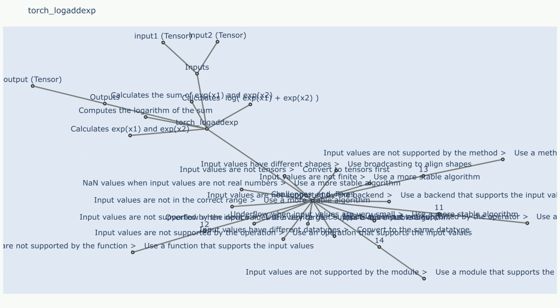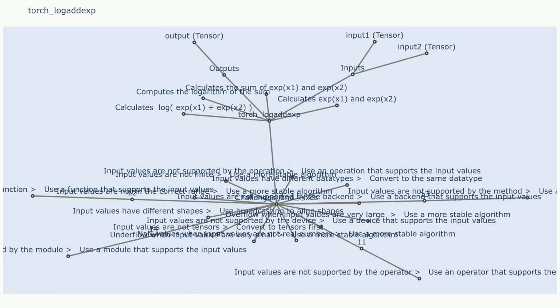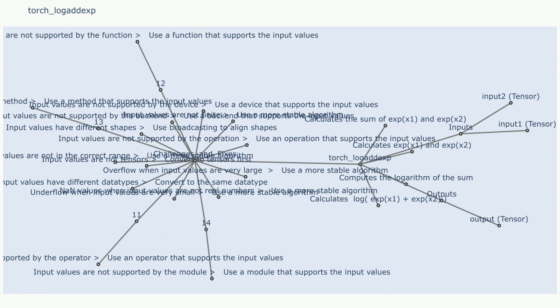Challenge 2: underflow. If the input values are very small, the exponentials can underflow, resulting in a zero value. Sample use case that resulted in challenge 2: torch.log(torch.exp(torch.tensor(-1000)) + torch.exp(torch.tensor(-1000))). Fixes to challenge 2: use the torch.logaddexp function instead of calculating the exponentials manually. It handles underflow internally.